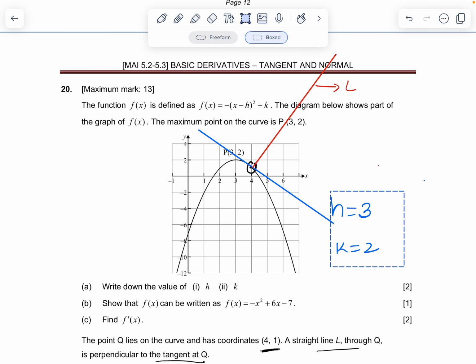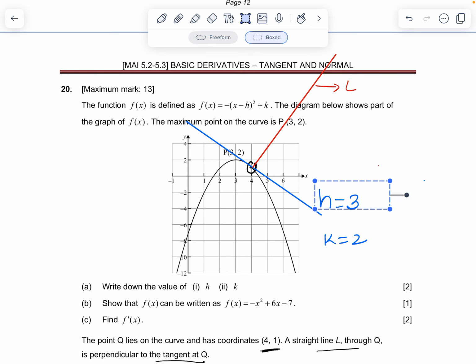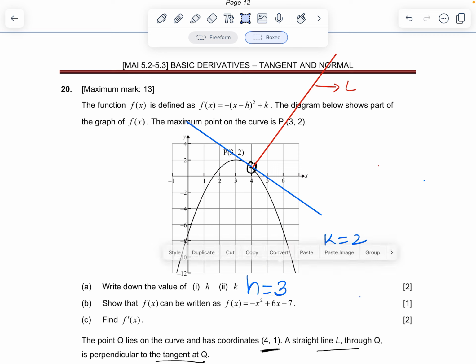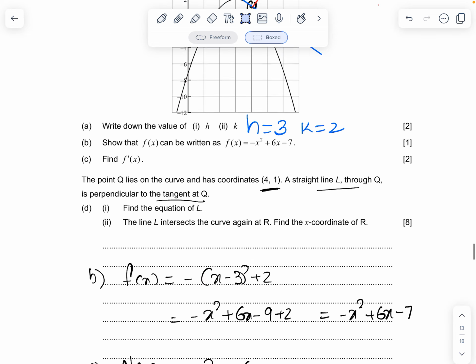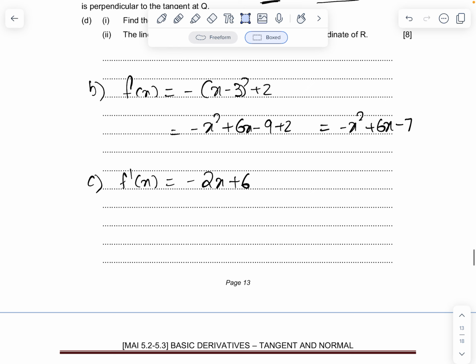So first of all, what am I going to do? I am going to find the gradient of this. So h equals 3 and k equals 2, I got it out. I am going to find the gradient of the tangent. What's going to be the gradient of the tangent at 4, 1?